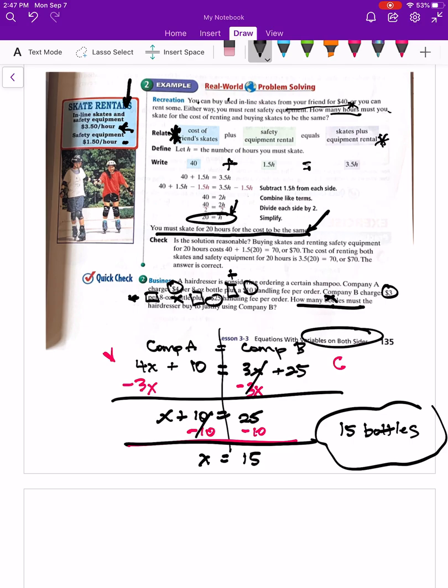So if you are a hairdresser and you know you buy way more than 15 bottles of shampoo a year, then you're probably going to want to go with company B because they're cheaper per bottle. If you know it's a special shampoo and you don't use very much of it during the year, you're not going to buy 15 bottles, then you would probably go with the less handling fee and the more expensive bottle. So that's what these problems are good for.